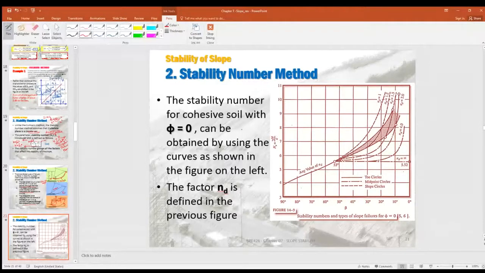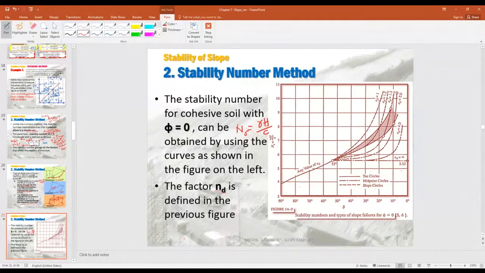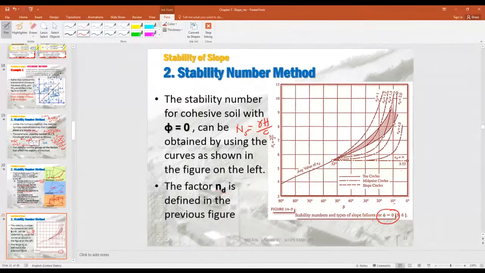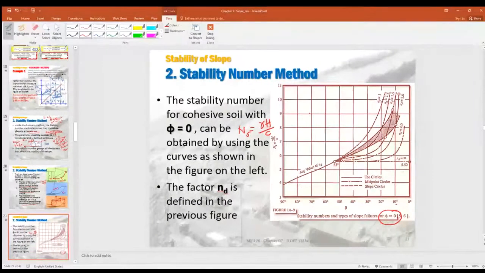Remember that the stability number is equal to gamma H over C, right? There's no place for phi, the angle of internal friction. So for this chart, phi is equal to zero. In other words, the angle of internal friction is equal to zero. Otherwise, you cannot use this stability number for the graph here. You can apply it if C is equal to zero, no problem.